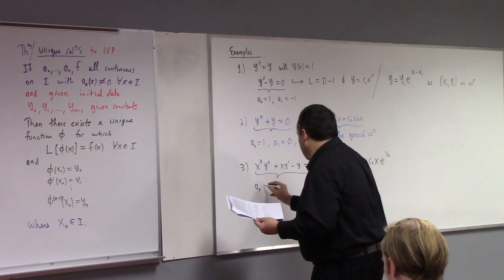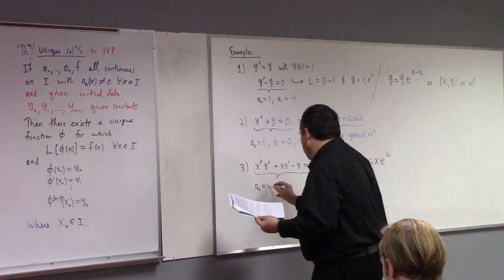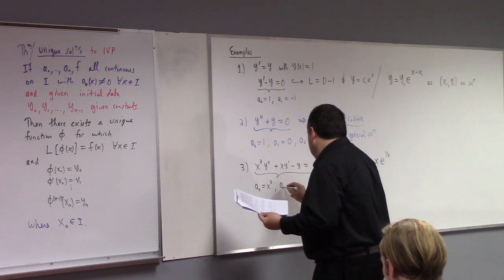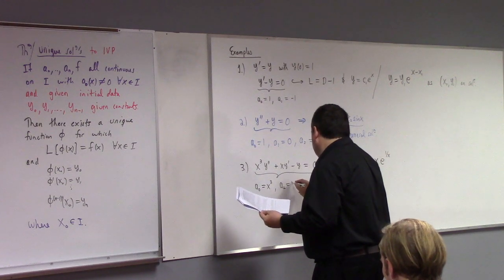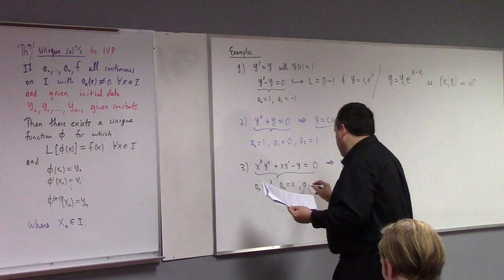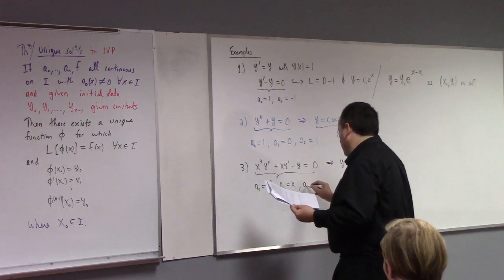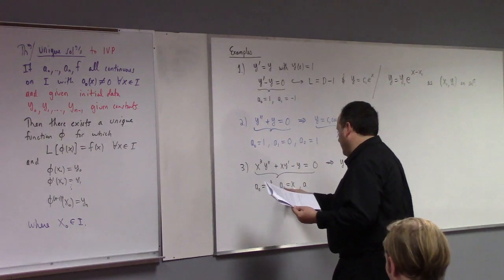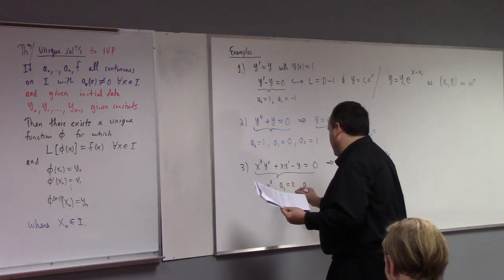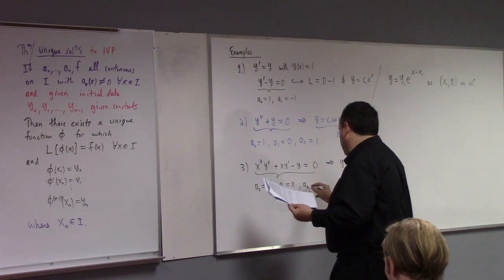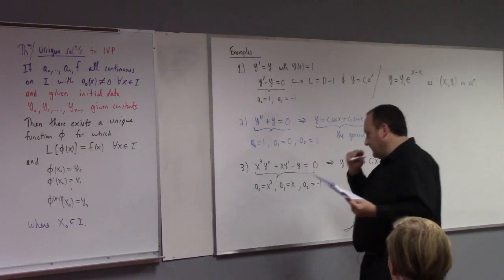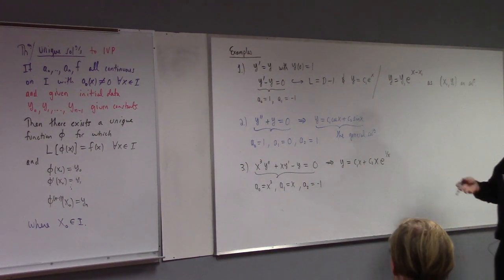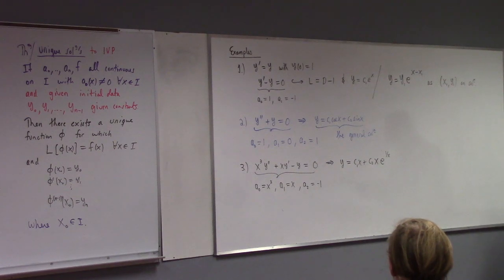So then again, just to continue trying to help you understand the notation. Here a sub 0 is x cubed, a sub 2 is x, a sub 1, wait a minute, I'll get it eventually here. A sub 1 is x, a sub 2 is minus 1, I guess, for this one. What do you think the domain of definition would be for this differential equation?